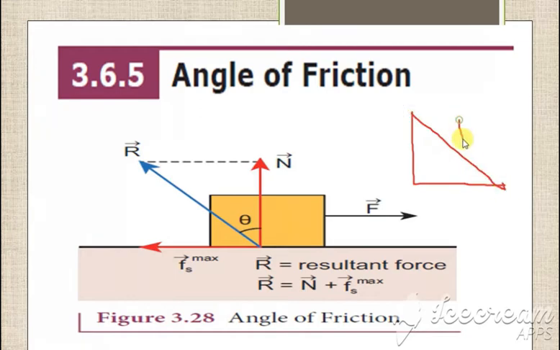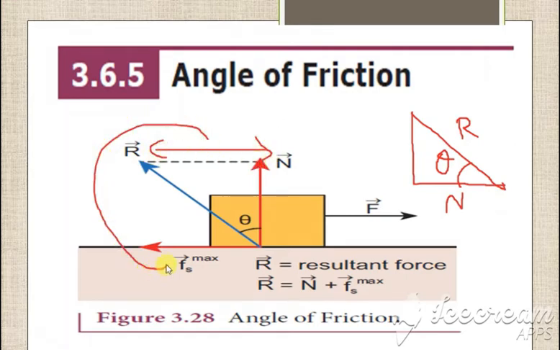So here we have the resultant, so this is R. And this side we have the normal force, that is N. And here is the angle theta, and opposite to this we have this side, is it not? So how can you write this side? This side is also equivalent to the static friction, is it not?